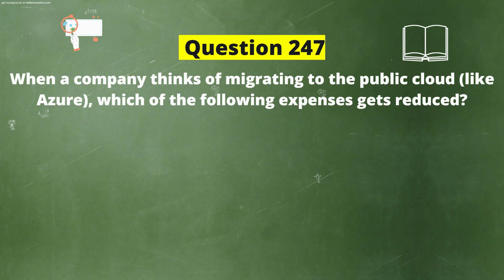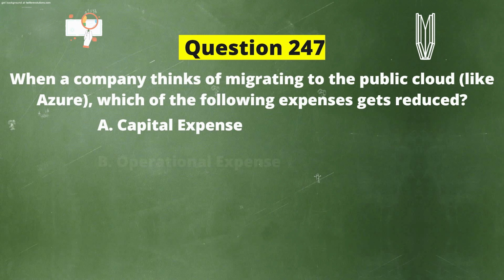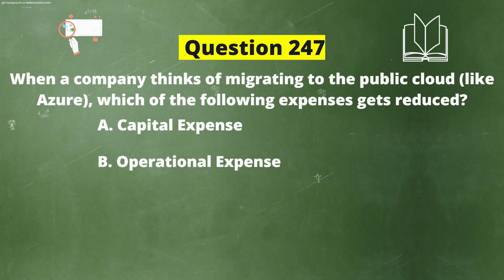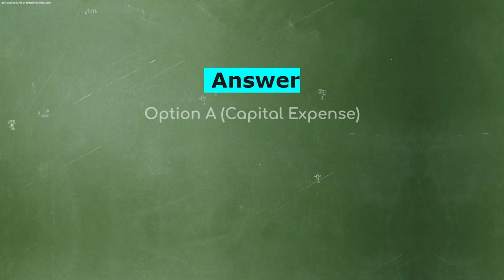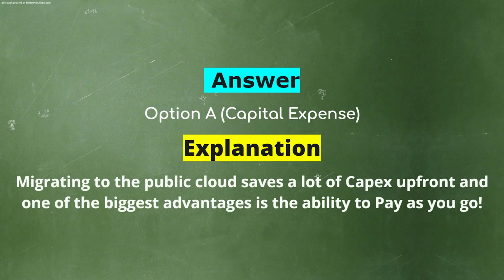Next question. When a company thinks of migrating to the public cloud like Azure, which of the following expenses gets reduced? And the options are: A. Capital expense, B. Operational expense, C. Primary expense, D. Secondary expense, and the correct answer is option A. Capital expense. Explanation. Migrating to the public cloud saves a lot of capex upfront, and one of the biggest advantages is the ability to pay as you go.